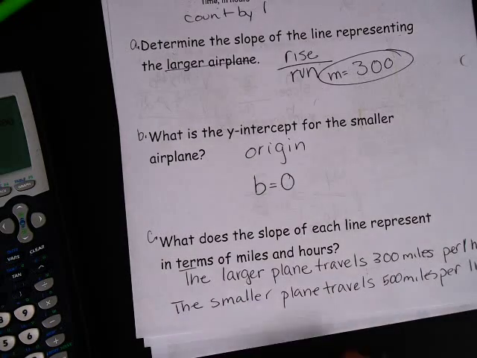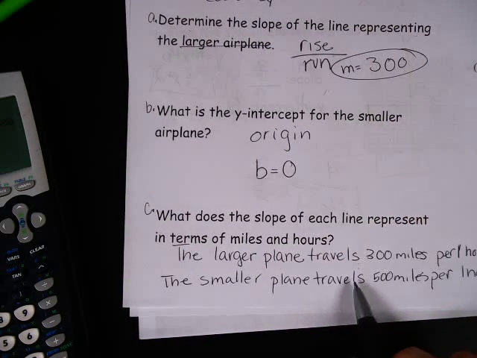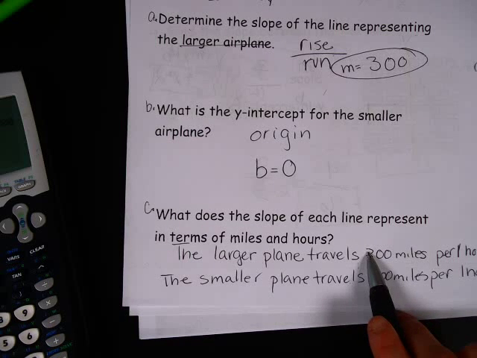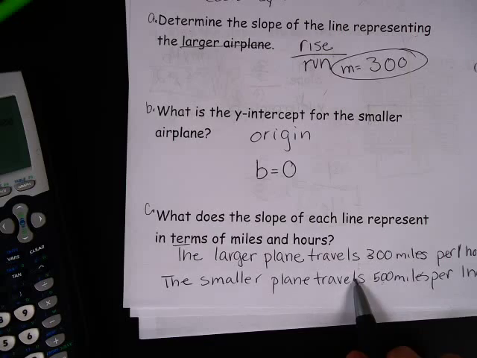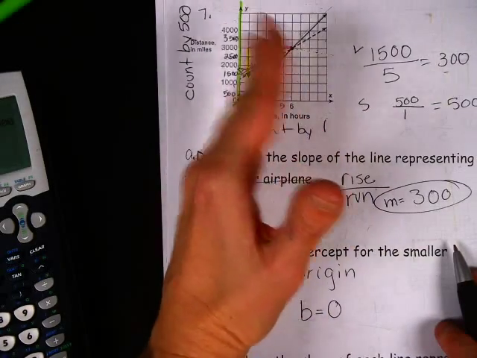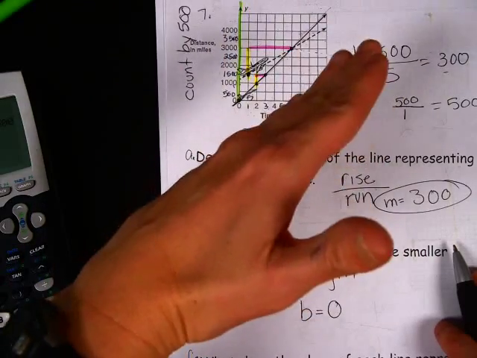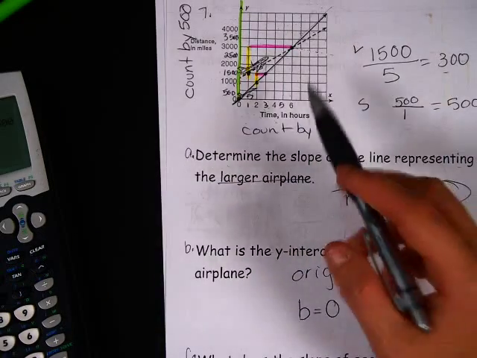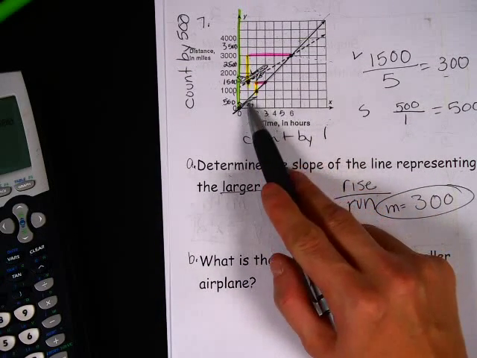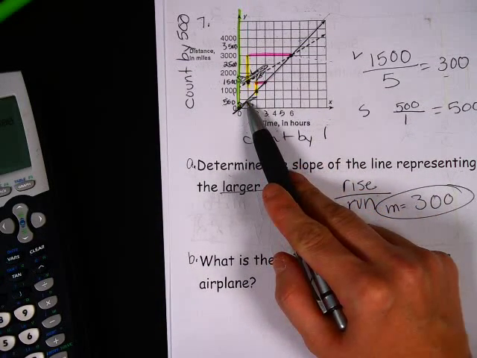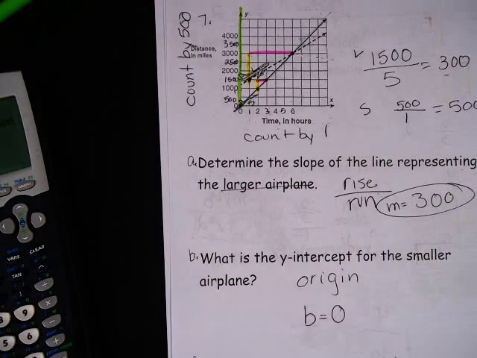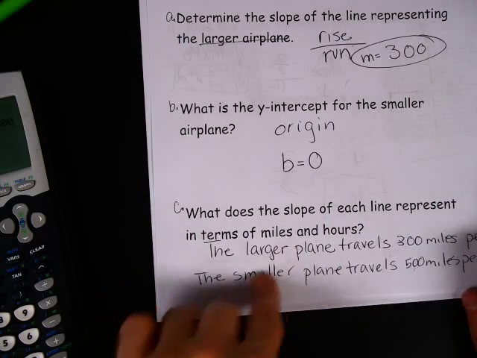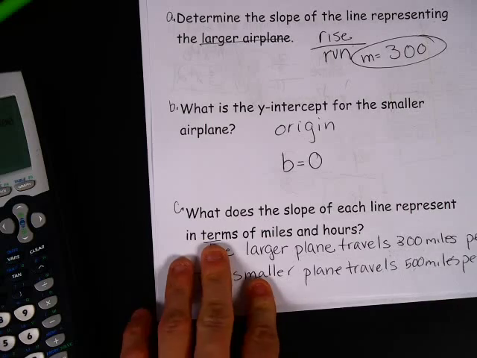So who's faster? The smaller plane by quite a bit, because it's 500 miles per hour. This one's 300 miles per hour. The smaller plane is much, much faster. That is why the line is sharper. It's getting more straight, and the slower it is, the more tilted it is. So the big plane is slower, the small plane is much faster. That's why we use these graphs, because it tells us this information very quickly.